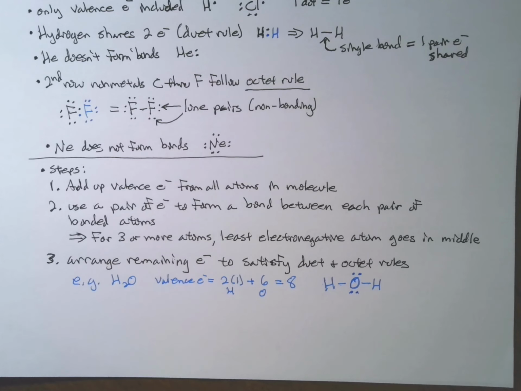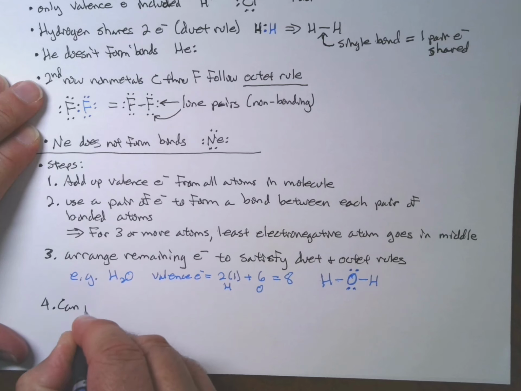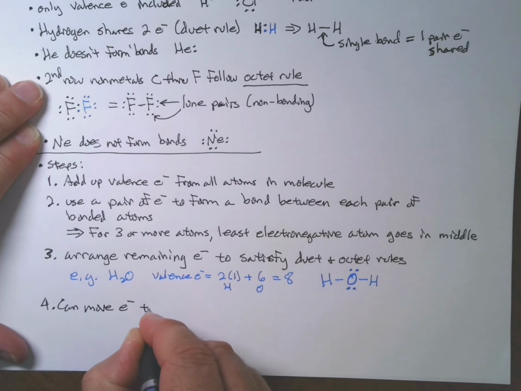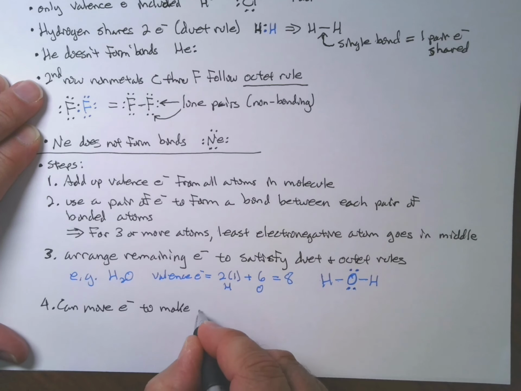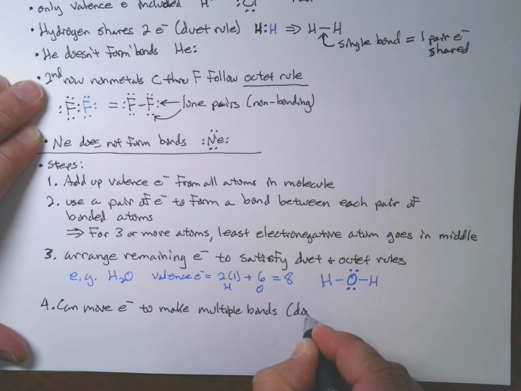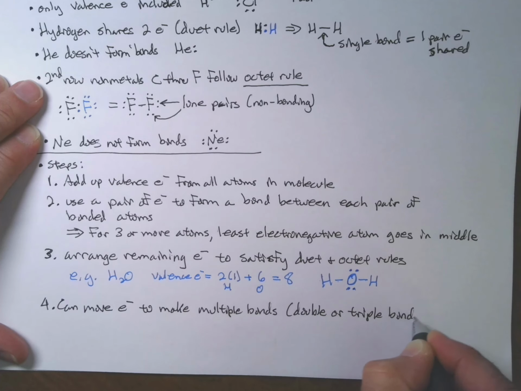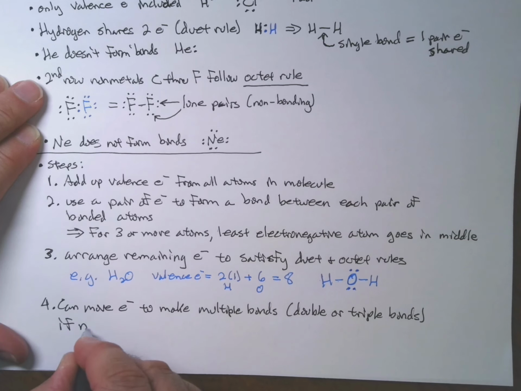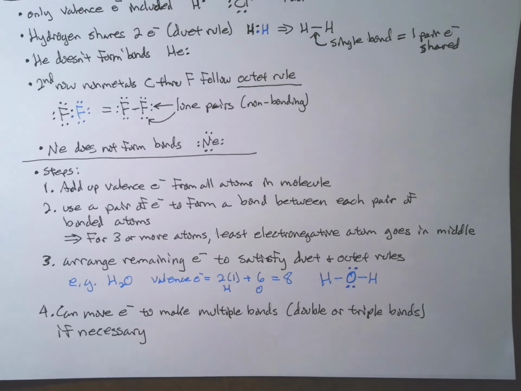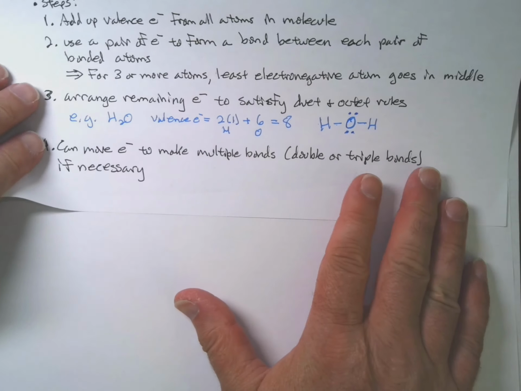Okay, now we can rearrange electrons if necessary. Okay, and let's look at an example of that. An example of that would be carbon dioxide.